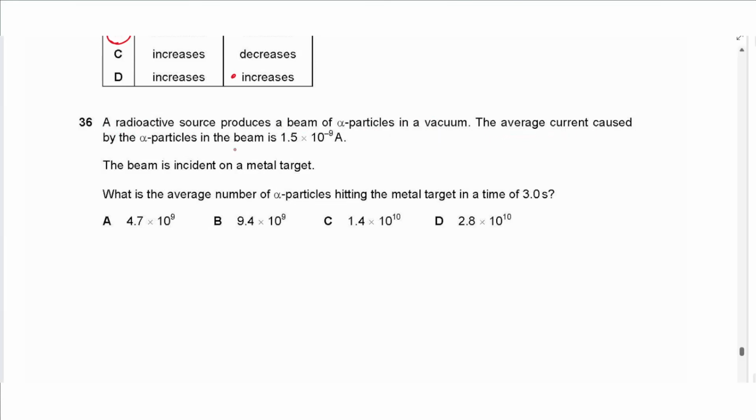Question 36 says a radioactive source produces a beam of alpha particles in a vacuum. The average current caused by the alpha particles in the beam is 1.5 × 10⁻⁹ amperes. The beam is incident on a metal target. What is the average number of alpha particles hitting the metal target in a time of 3 seconds?